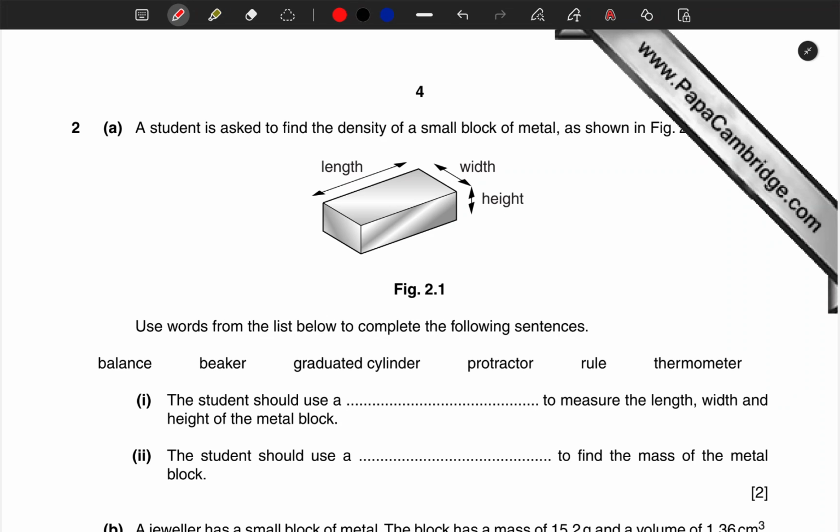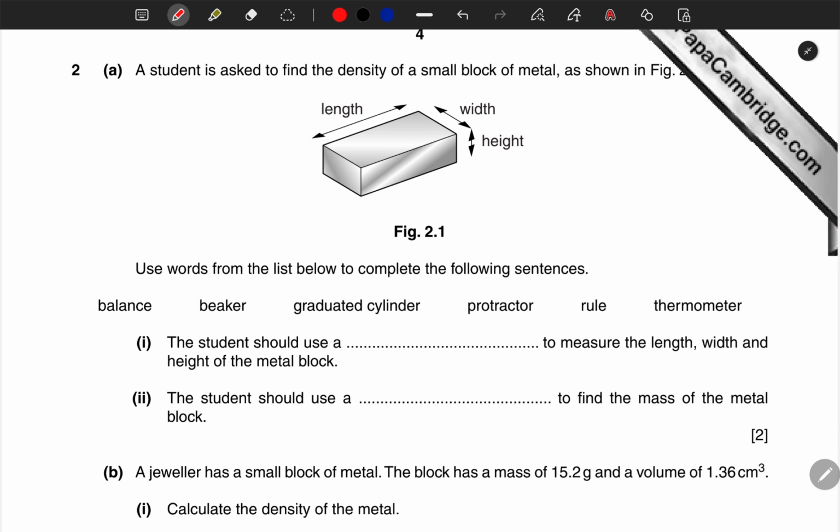We look at this physics question paper where I have this question number 2 here, which says a student is asked to find the density of a small block of metal as shown in this figure. So we can say the length, the width, and the height. Use words from the list below to complete the following sentences: balance, beaker, graduated cylinder, protractor, rule, and thermometer. So these are the words that we need to complete these two sentences.